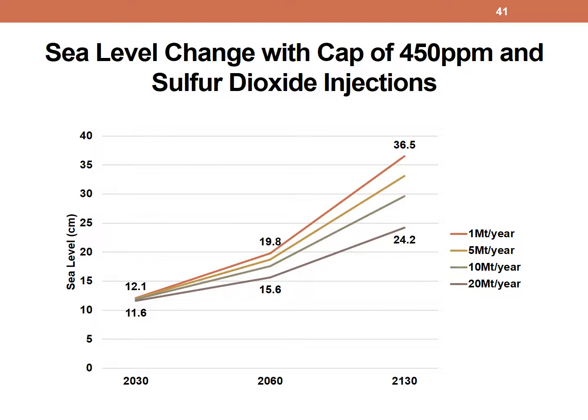Here is the sea level change with the cap of 450 parts per million, and as you can see, there's a dramatic difference between the 54 centimeters with no cap to the 36 centimeters with a 450 cap.